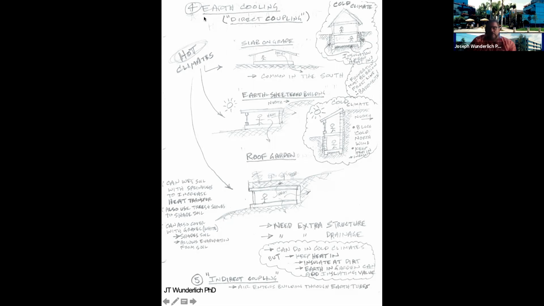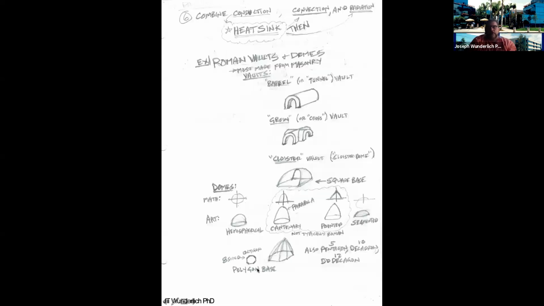Number 5, so 4 was direct coupling. We're talking about cooling methods. 5 is indirect coupling. Air enters the building through earth tubes. Right? Channel it. I've never seen anybody do that. 6, combine conduction, convection, and radiation. So you use heat sinks to draw in the conduction, and that will help create convection and some radiation as it releases the heat.